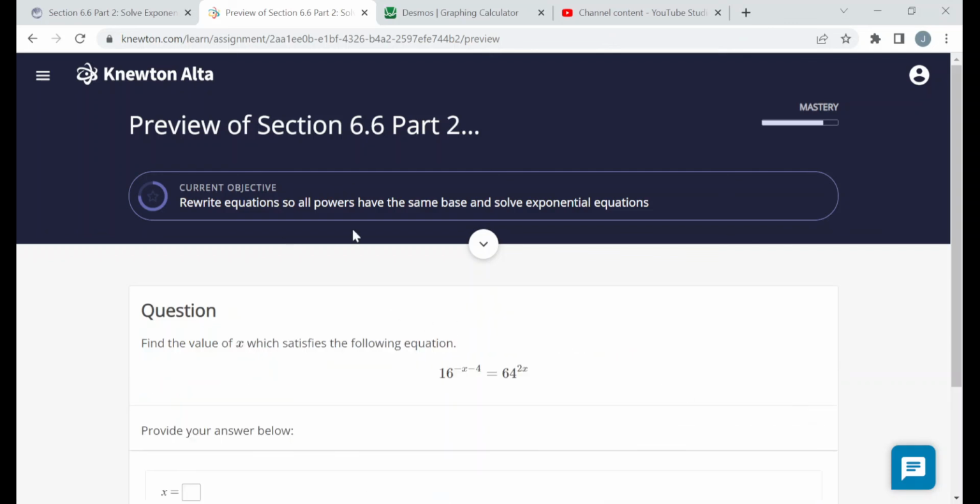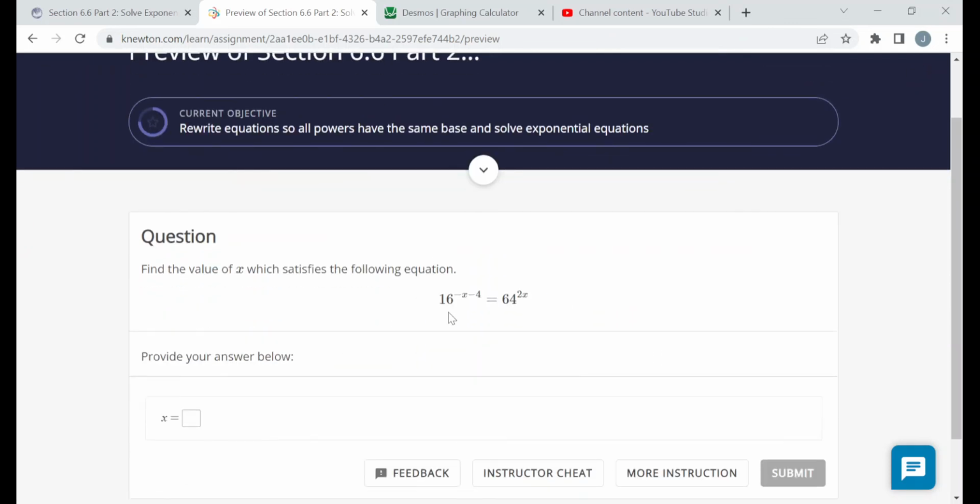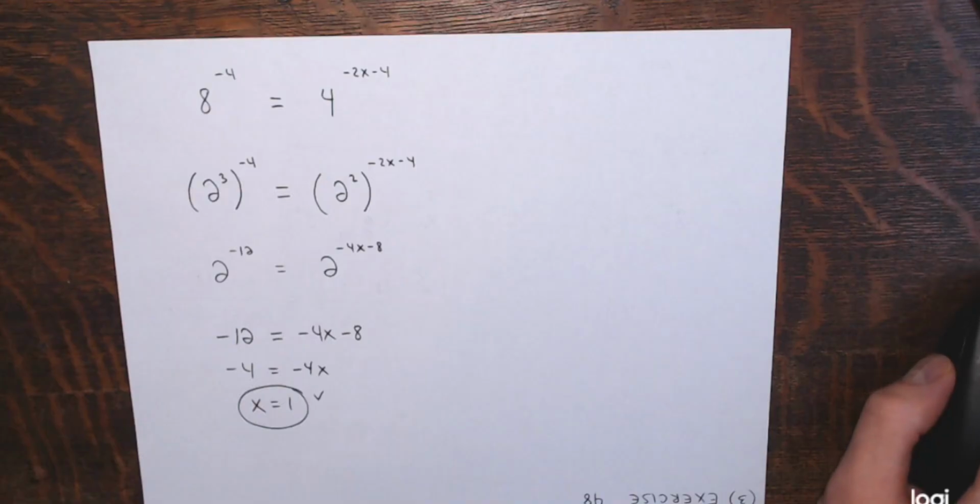Alright, and one more of these. So once again, the sides have different bases, but the bases are both powers of 2 or powers of 4, as we've seen before. And again, you can change them to base 2 or base 4, as long as they're the same base. You should be able to use that one-to-one property eventually.